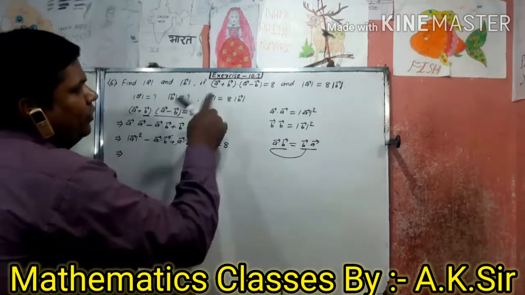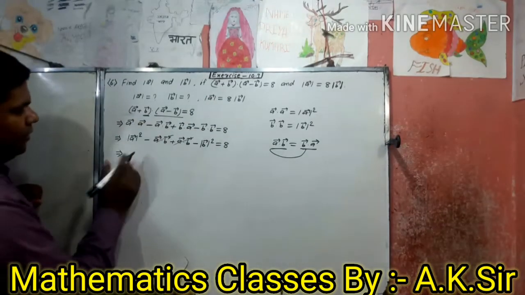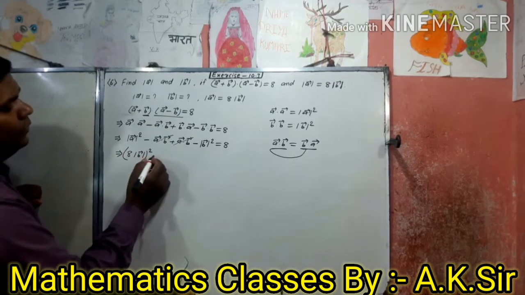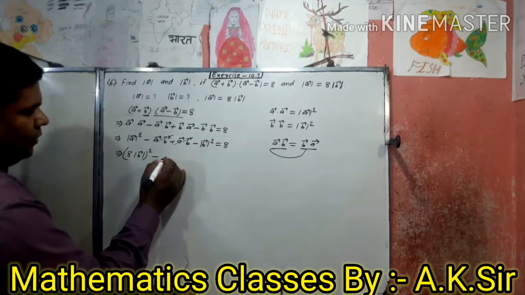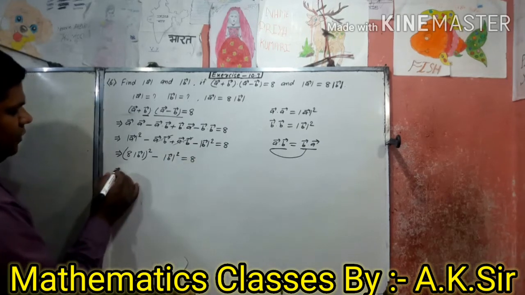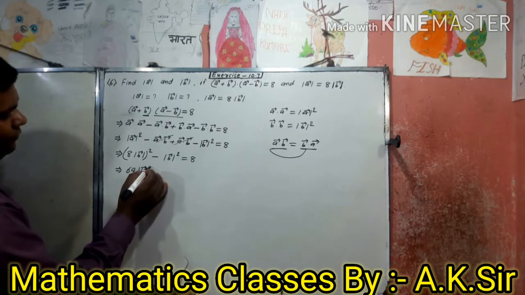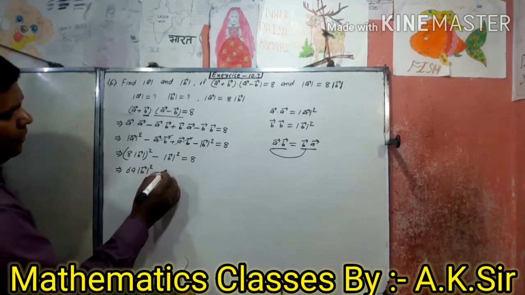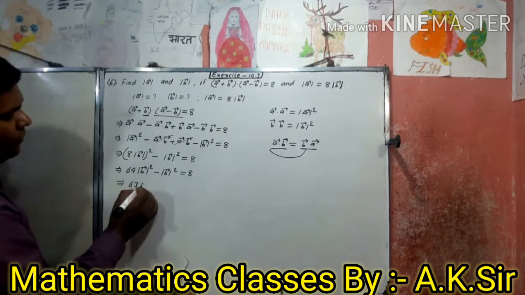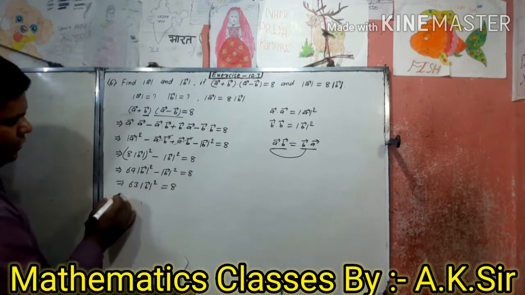The value of magnitude of a vector is equal to 8 multiply magnitude of b vector. So (8 multiply magnitude of b vector) to the power 2 minus magnitude of b vector to the power 2 is equal to 8. Implies that 64 multiply magnitude of b to the power 2 minus magnitude of b to the power 2 is equal to 8. Implies that 63 magnitude of b to the power 2 is equal to 8.